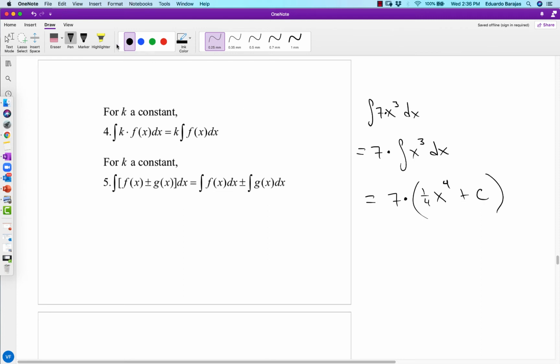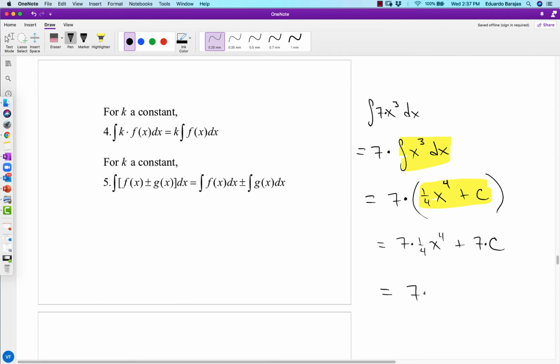Okay, so this is the result of finding the antiderivative of this. So that goes into that. So the whole thing gets multiplied by 7. So technically, this becomes 7 times 1/4 x to the 4th plus 7 times c, where c is some constant. So it's actually technically 7c, but this is some constant. Some constant times 7 is just some other constant.